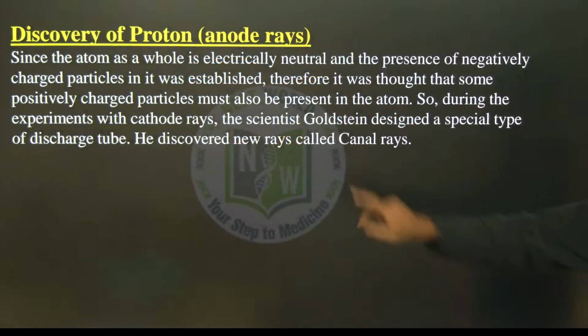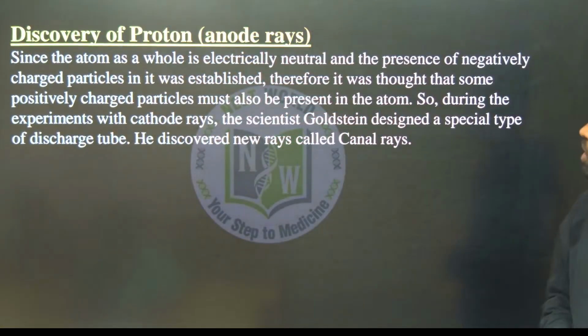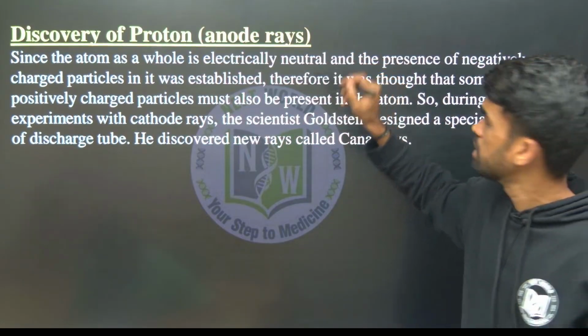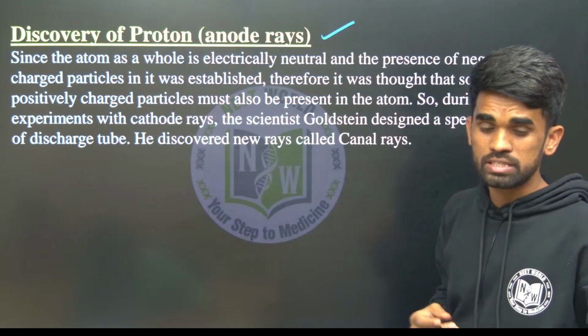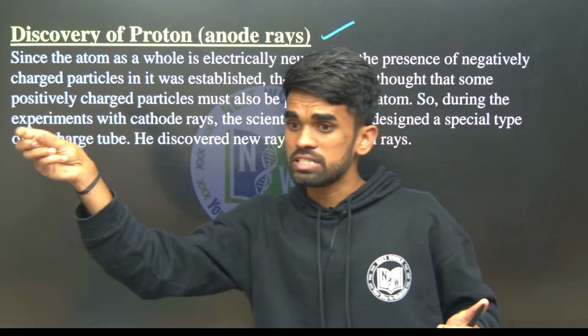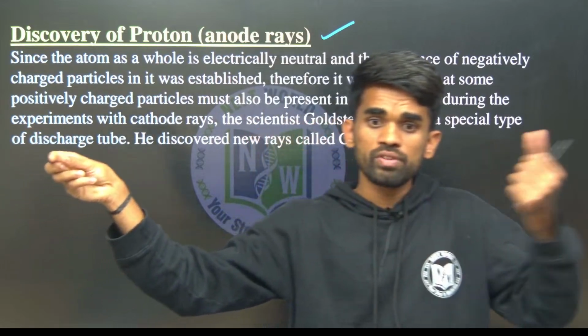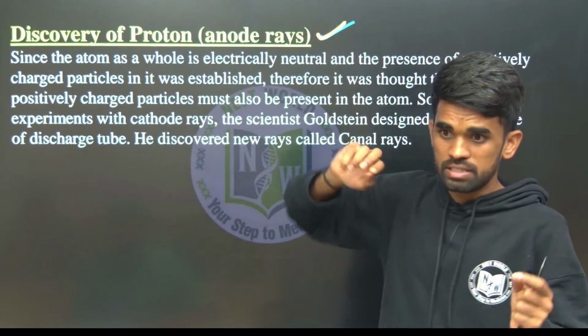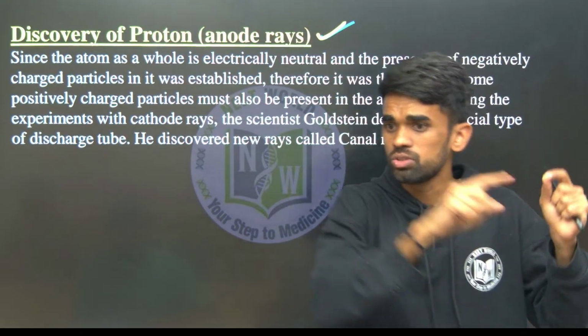Next we have the discovery of protons. Similar to the previous case, where we discussed cathode rays, here it is anode rays. In the case of cathode rays, particles like electrons move from cathode to anode. In the case of anode rays, it is reverse, so particles move from anode to cathode.